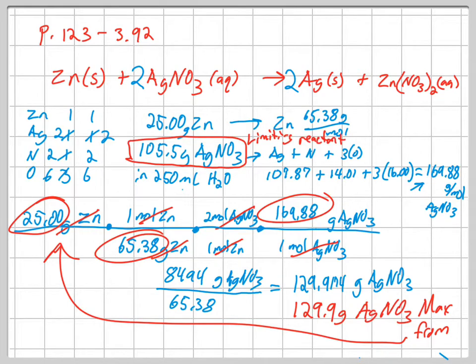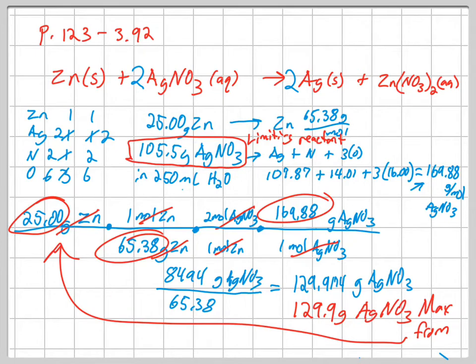Okay, the limiting reactant is what's going to get used up completely in the reaction. We'll have zinc left over. That makes the problem much more interesting when it happens like that. So we know we'll have zinc left over from this reaction. Now we've got to figure out how much zinc is going to be left over.